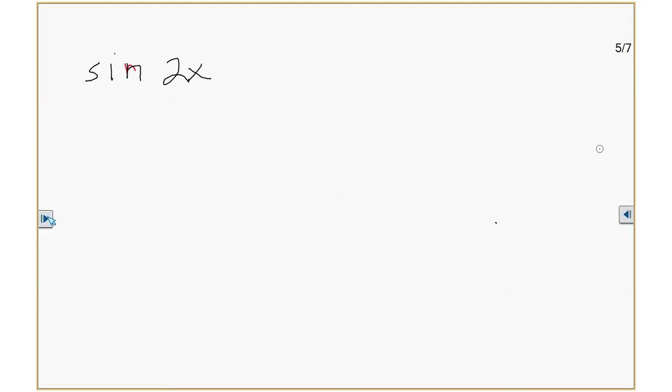All right, do that. Sine of 2x. First of all, ask yourself, what is 2x? How do you get 2x in algebra? Ask yourself that.